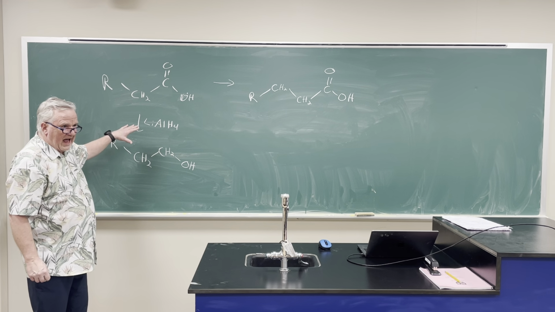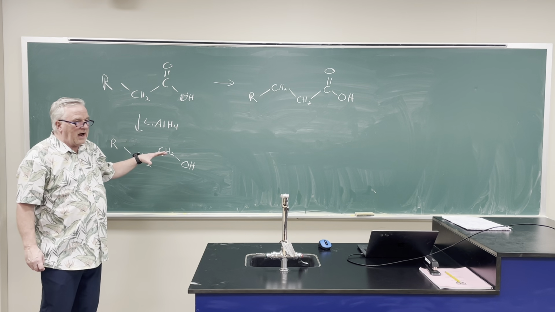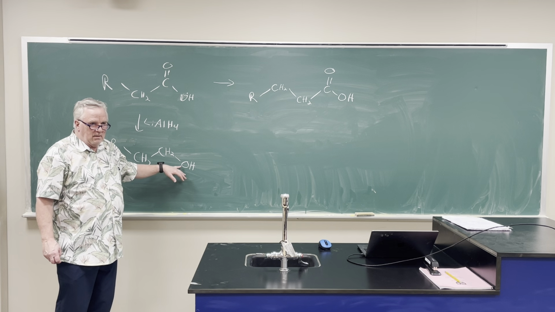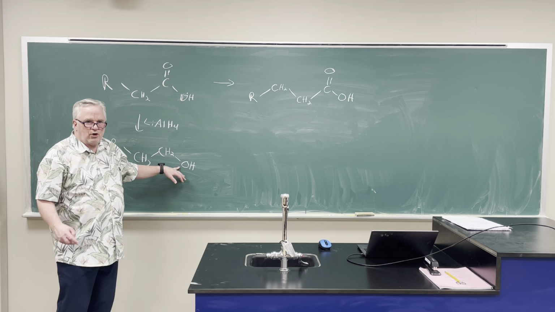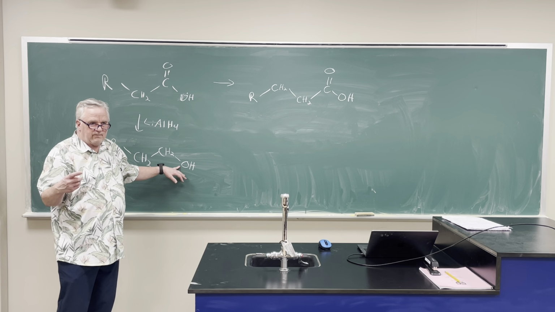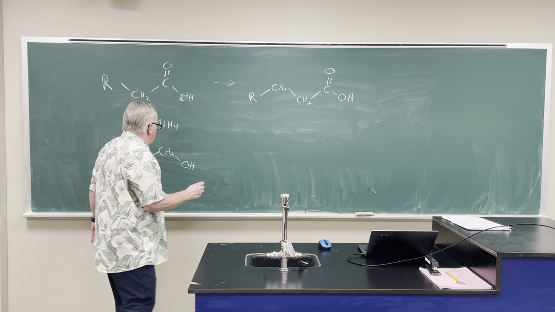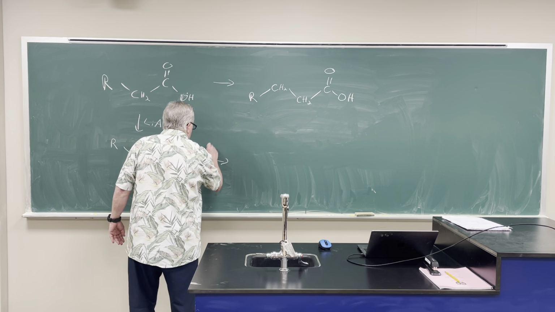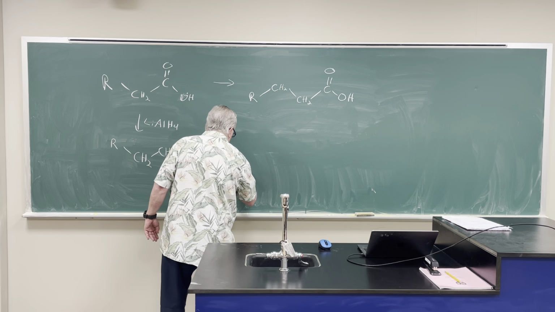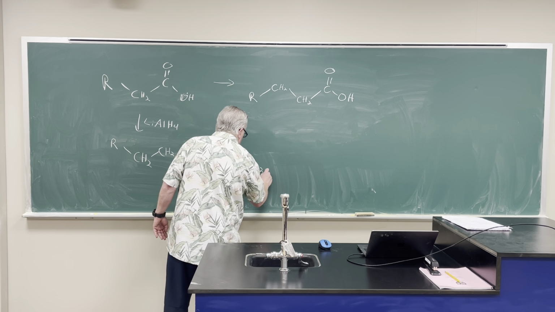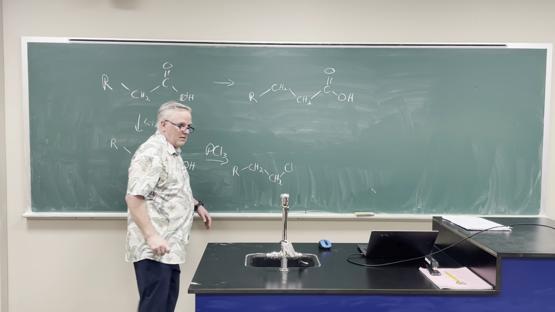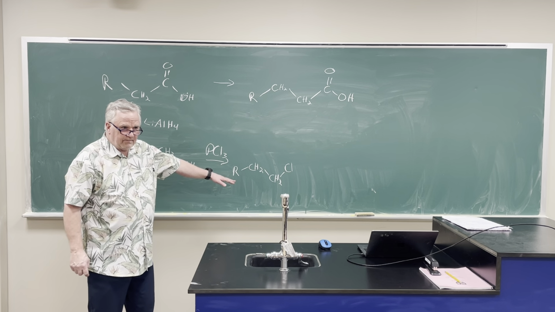So once we've done that, now we need to extend the chain. We need to somehow form a carbon-carbon bond. We don't really have any good ways of making a carbon-carbon bond with this, although we could. We could make that a better leaving group and then react it with sodium cyanide. But I'm going to use PCl3, and when I do that, make this chloride. Can you see that down here?